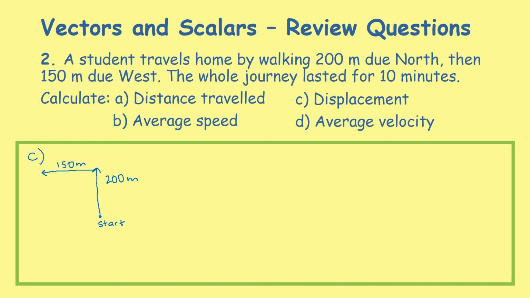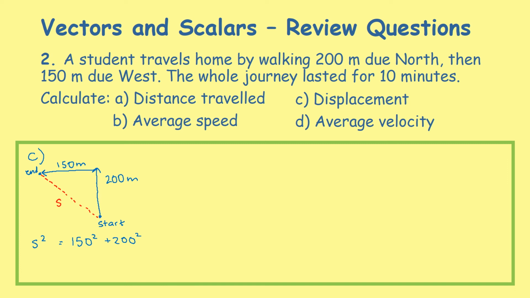If we want to calculate the displacement, this is the difference between our start and end point. So remembering back to our previous lesson, as the crow flies from the start to the end point. And I'll draw that on as a dotted line just here. We're going to label this as S, for our symbol for displacement. To find this, we want to use Pythagoras. So S squared equals 150 squared plus 200 squared.